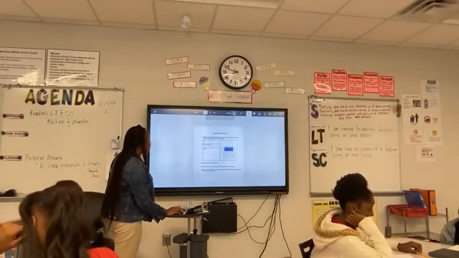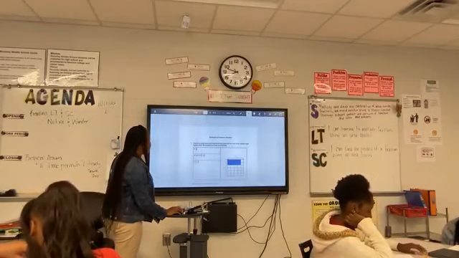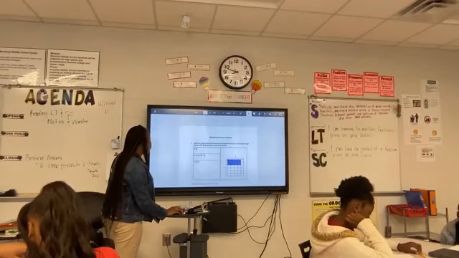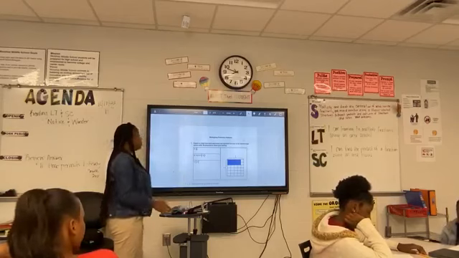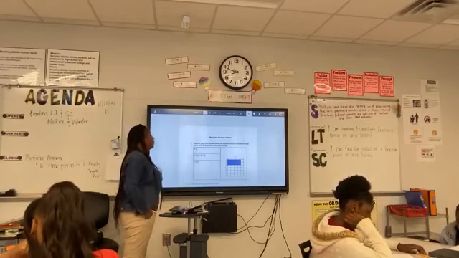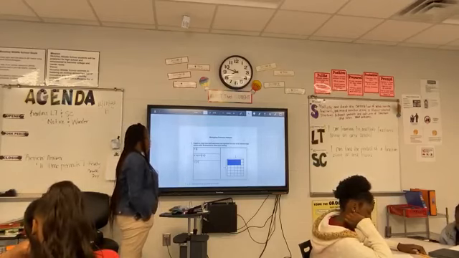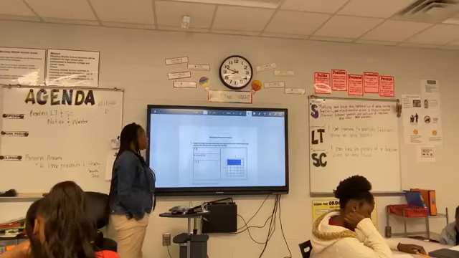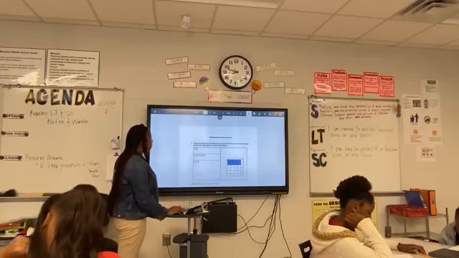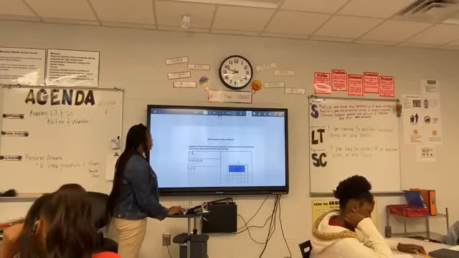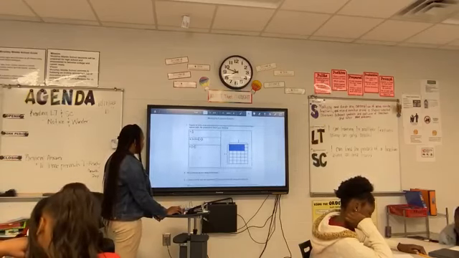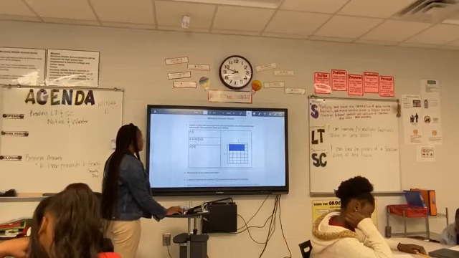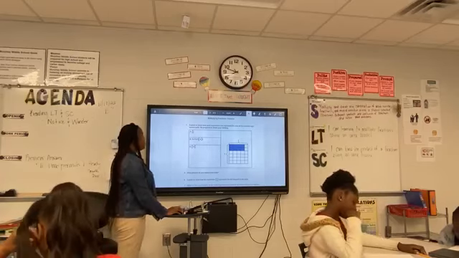So the first part says, explain or show how each expression can represent the area of the shaded region in square units. Be prepared to share your thinking. Okay, this is the first part. You and your group are going to look at A, B, and C. You're looking at this model. Explain or show how each expression works.